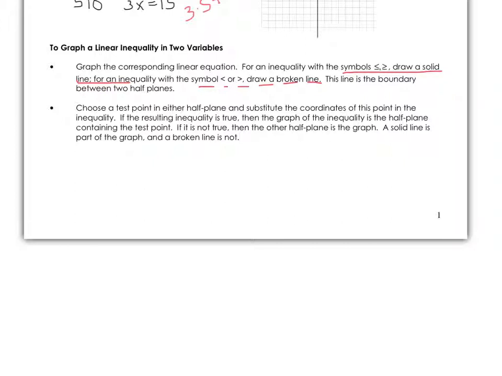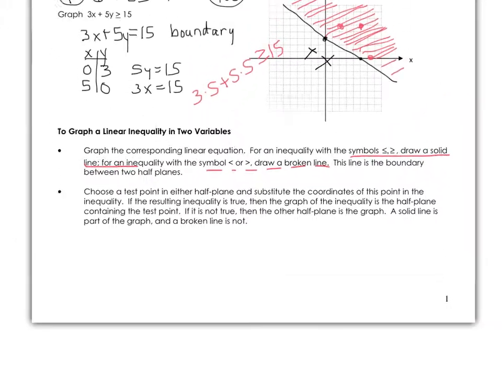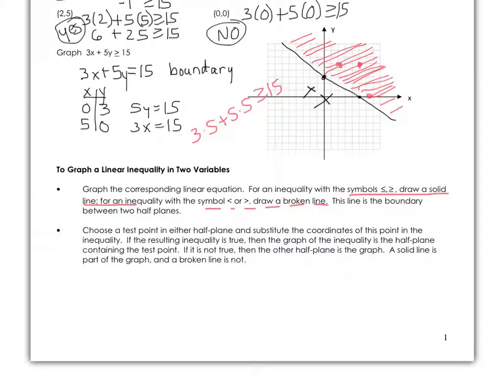If the line is solid, it means that the boundary line is part of the answer. So how do we decide which half plane is the answer? We use a test point. We pick a point, any point above or below the line. We chose 3 different points here to test, and we found out that all 3 points above the line worked.